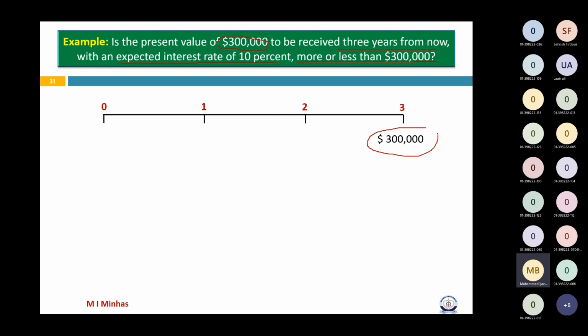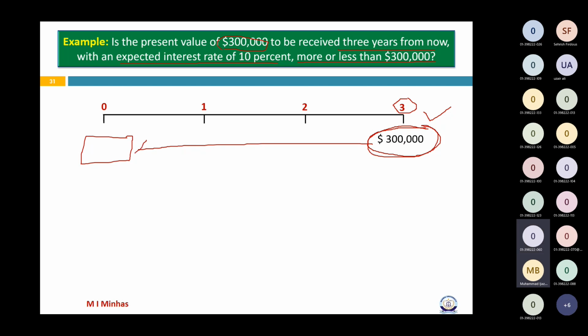If you are promised $300,000 after 3 years from now, what do you think the value of this future amount would be? Lesser now, or higher than 300,000? Obviously, this would be reduced to a lesser amount, right? It could be 295, it could be 290, it could be 280. That would depend upon the interest rate or the discount rate here. Correct? Any doubts?